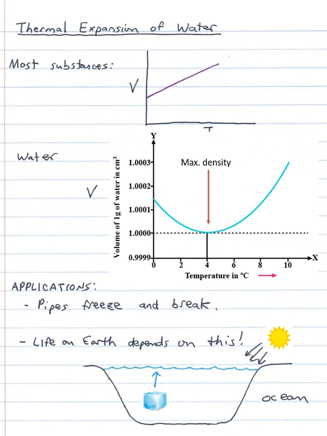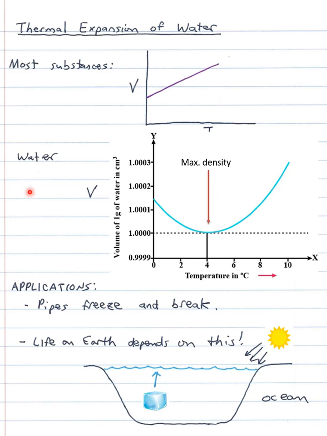All right, let's talk about this peculiar thermal expansion of water. Most substances, if we graph volume versus temperature, it looks something like this, a linear expansion related to the equation we were just using. That was a linear equation, and so it looks something like this.